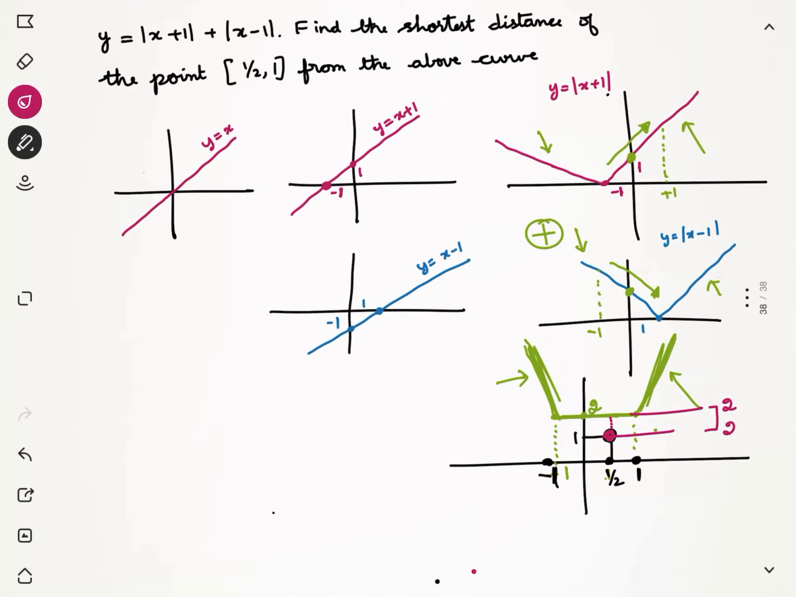So this line is at y equals to 2, and this particular line is y equals to 1. So I can see that the distance between these two straight lines is 1 unit. So that is the required answer. The shortest distance between the point (1/2, 1) and the curve y equals to mod of x plus 1 plus mod of x minus 1 is given by 1.